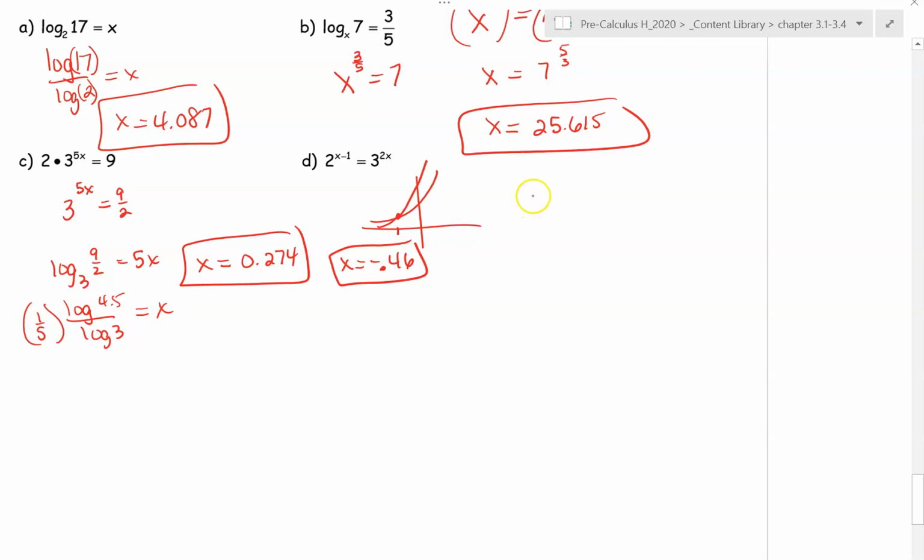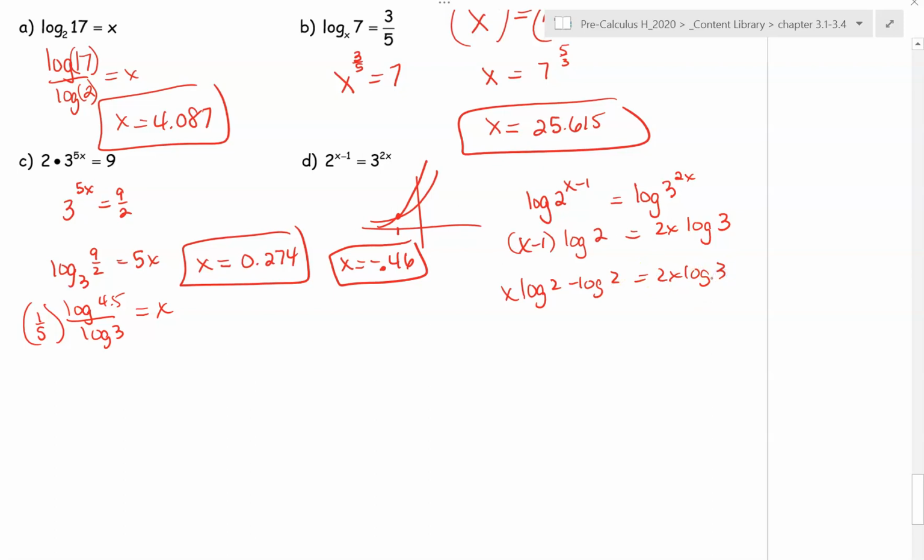Okay, so now I wanted to show you an algebraic method. If you wanted to, you could take the log of both sides of the equation. And now you could use the product rule. Don't forget to put x minus 1 in parentheses. You have the quantity x minus 1. So notice that log 2 and log 3, they're just a number. So you can distribute. You could have x log 2 minus log 2 equals 2x log 3.